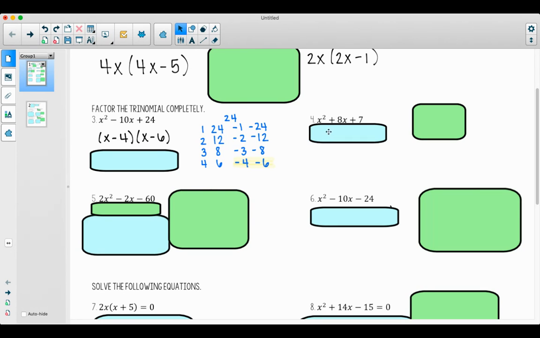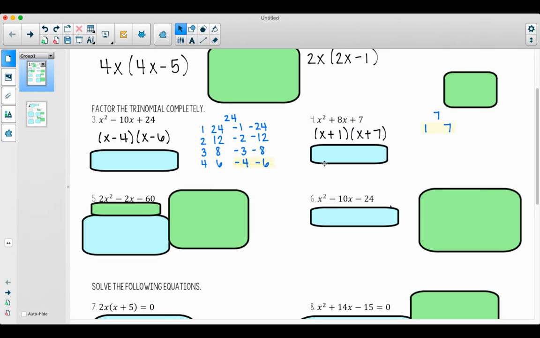In problem number 4, I'm given x squared plus 8x plus 7. So I need to think of two numbers that multiply to a positive 7, but add to that positive 8. Here, hopefully pretty easy, we see there's only 1 times 7 to get me 7, which I can rewrite as x plus 1 and x plus 7.